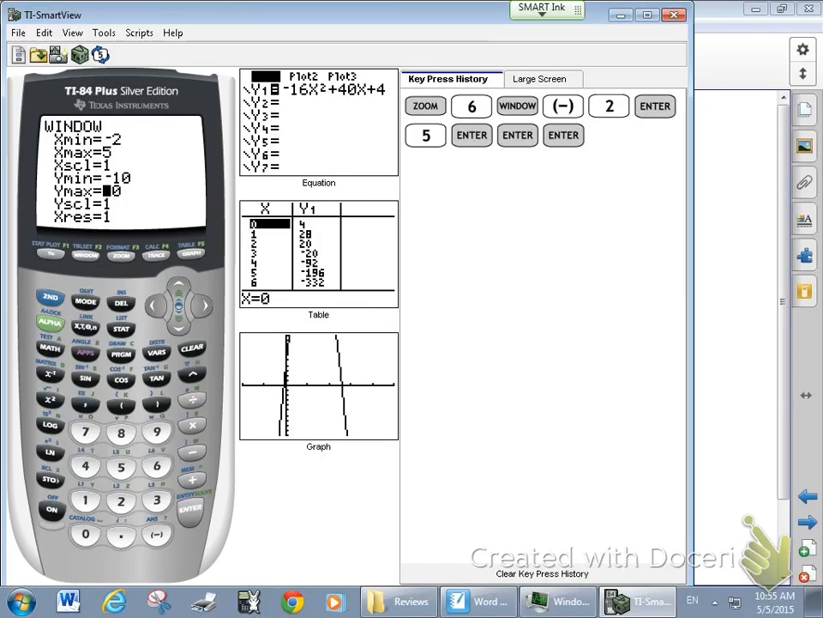So, what I really need to look at changing is the y-max. Well, how many feet in the air do we really think that a football could be punted? I would say let's start at 50. And we will go by 5s if we're going from 0 to 50.